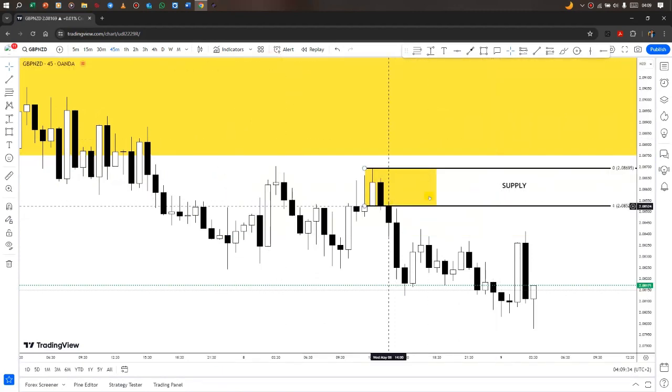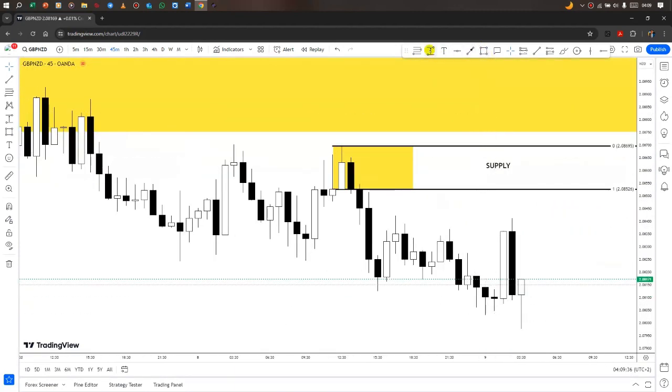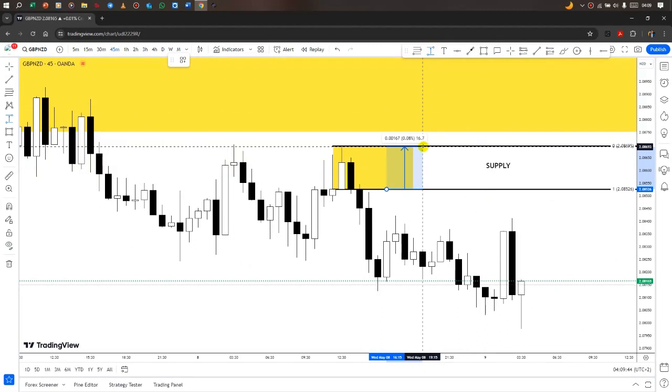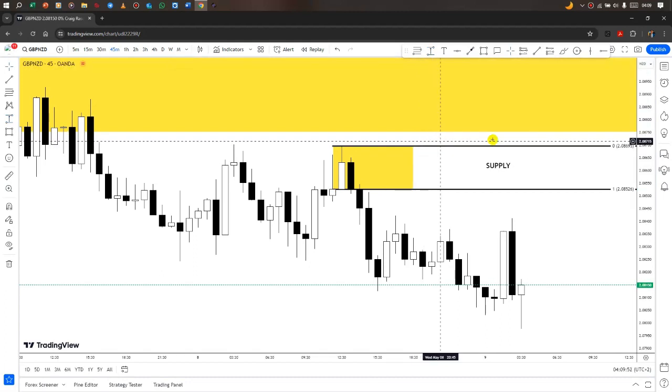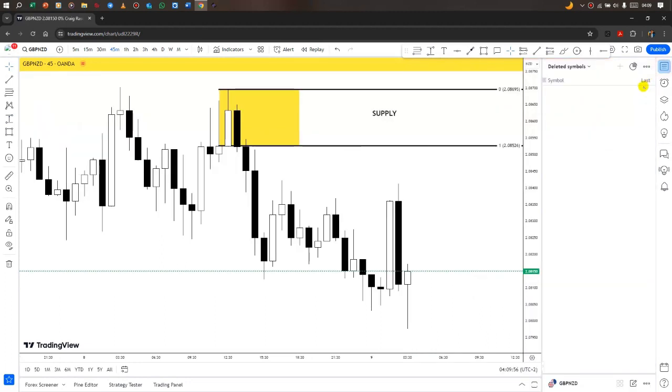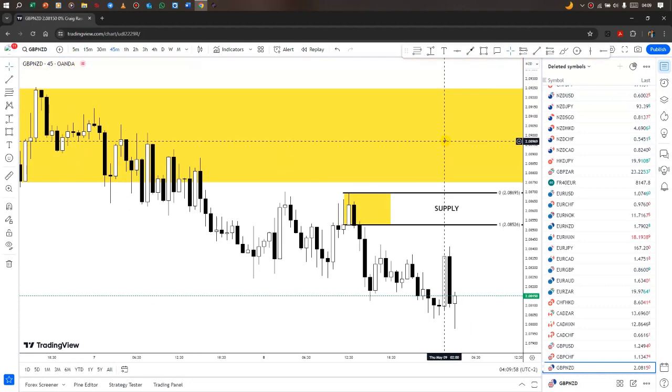Let me delete it, and let me check the risk size. As you can see, the risk size is 16 pips, which means it's low risk. It's 16.7 pips, approximately 17 pips. So even if you risk 1% or 0.50% of your account, you are safe here. You are not likely to lose your whole capital. Okay, let us go to the next pair.